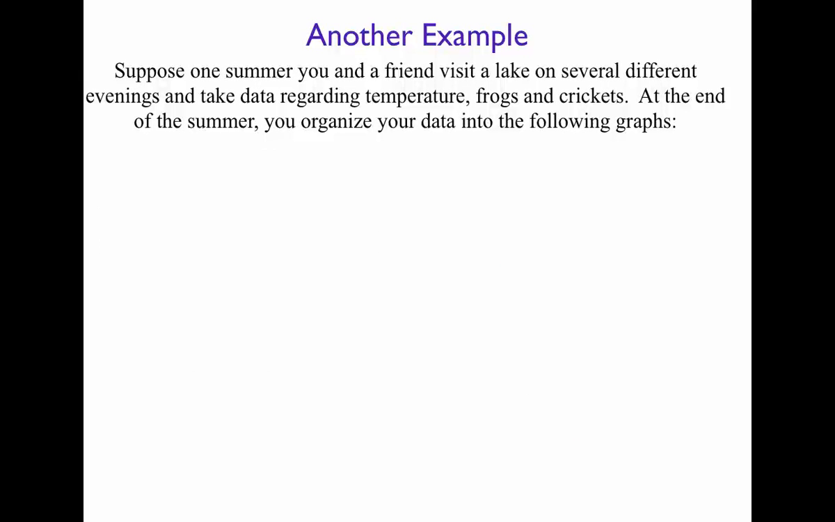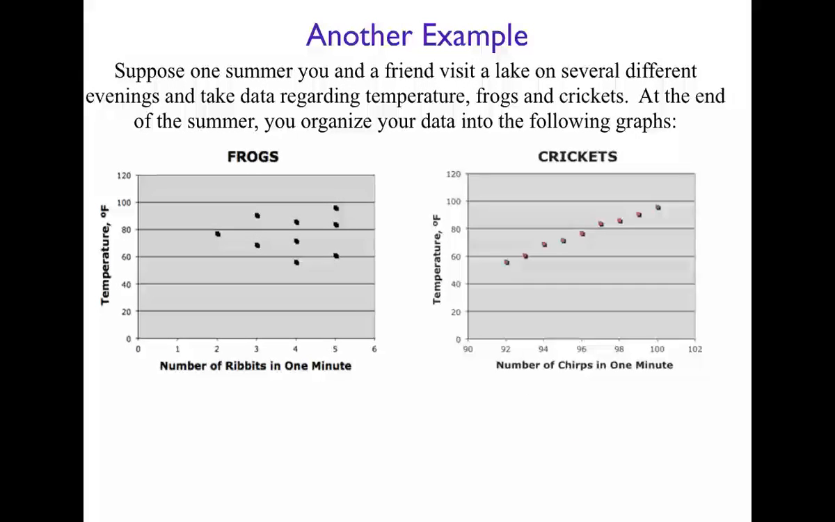Okay, another example. So you go in the summer, and you're camping several times, and you take some data on temperature and frogs and crickets and the sounds they make. Okay? So here's your data on frogs. Your input is, at different times you hear a number of rivets per minute. So you start the clock and you listen for rivets. And throughout the summer, there were different situations where you heard 2, 3, 4, and 5 rivets.